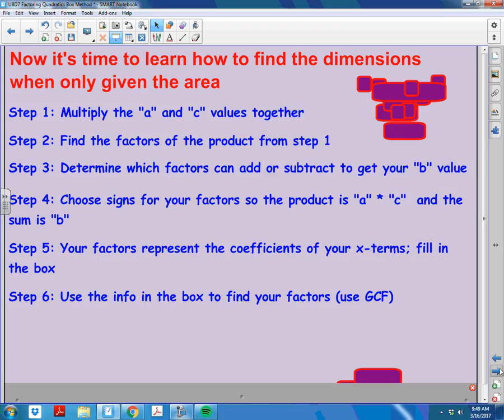I'm going to let everyone write all this in, and we'll talk, and then I'll show you what all this looks like in the real world.